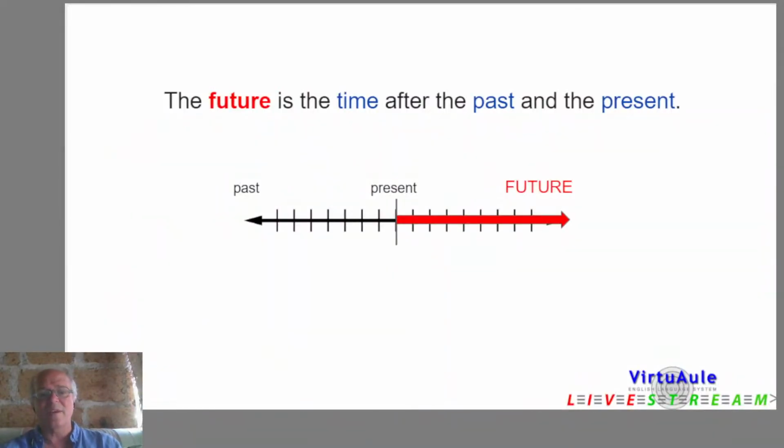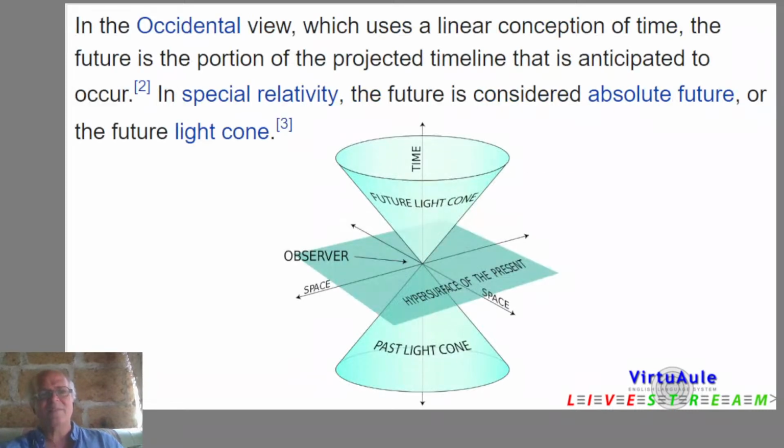First of all, you can see here that we have a classic timeline. The future is the time after the past and the present. So we have a timeline that on the left is the past, then in the middle we have the present, that's now, and the future we have in red. So we have an idea of where the future stands in terms of a timeline, but we need to understand a little better. Let's see. This one's a little more complicated, okay?